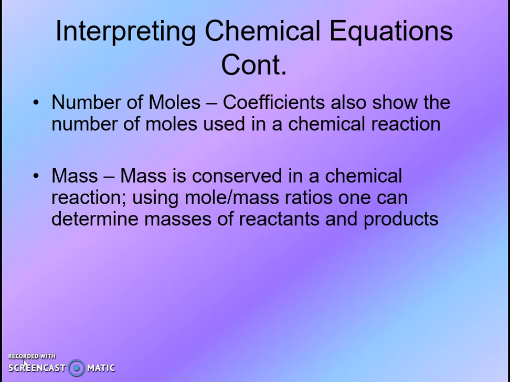Mass, I can also take those moles of each substance and turn them into a mass. And again, the mass that goes in has to equal the mass that comes out, because mass is also conserved. Matter is conserved, the number of atoms are conserved, and if that mass of each atom is consistent, we can get that from the periodic table, then the mass of my reactants has to equal the mass of my products. I can look at those ratios again to determine my reactants versus my products.